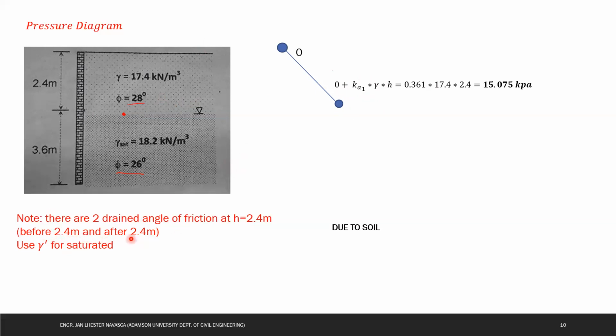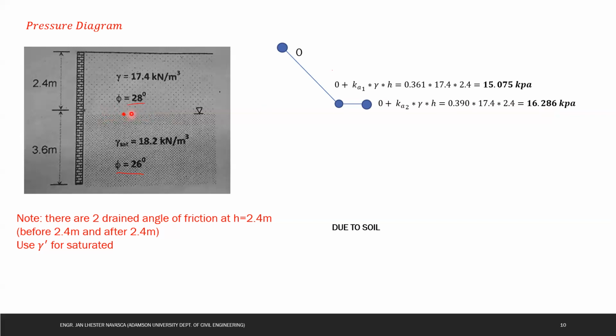So paano naman yung after 2.4 meters? Again, meron dalawang angle of friction na mararamdaman sa this point, this 2.4 meters na location. So to solve for the other, right after the 2.4 meters, you need to solve for this one, which is equal to K sub A sub 2 multiplied by gamma. Your gamma is the soil at the top, which is 17.4. Your K sub A sub 2 is this one due to this 26 degrees. And the height is 2.4. Again, that is 16.286. So ngayon, nandito ka na.